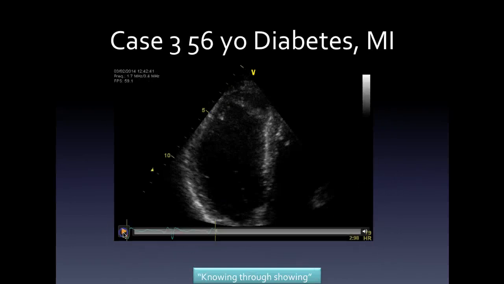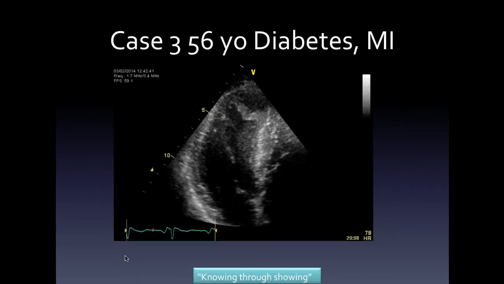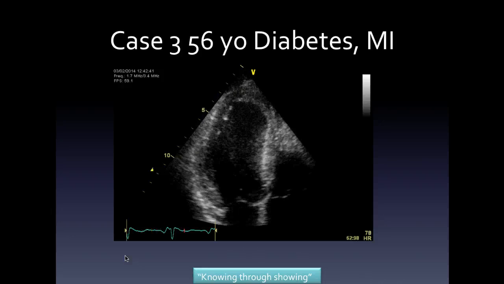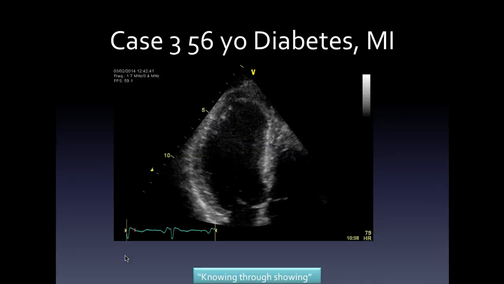So what you do next, of course, is get another view, and in the other view, you do get a sense that this is not a happy heart. So this is quite a shocking finding.